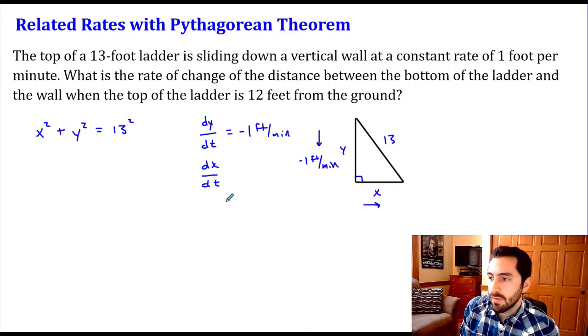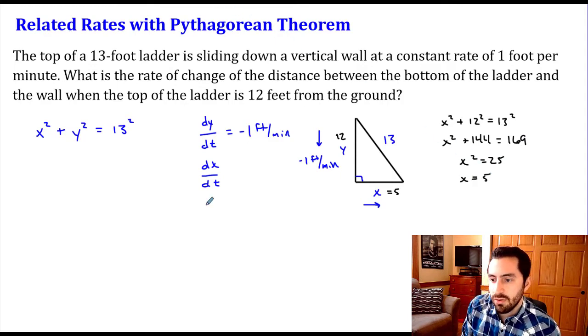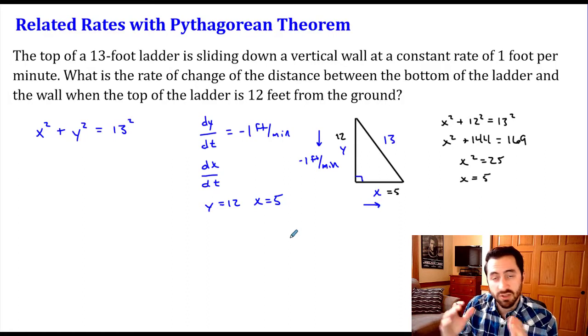And then the last thing we're given is that the top of the ladder is going to be 12 feet from the ground. So we know that y is going to be equal to 12. If y is equal to 12, that also means that x is going to have to be 5, which we can find using the Pythagorean theorem. So if x squared plus 12 squared is equal to 13 squared, we can quickly solve this. That's 144, 169, so x squared is equal to 25, and x has to be 5. So we also know that y is equal to 12, and we know x is equal to 5. So it's a lot of information we know.